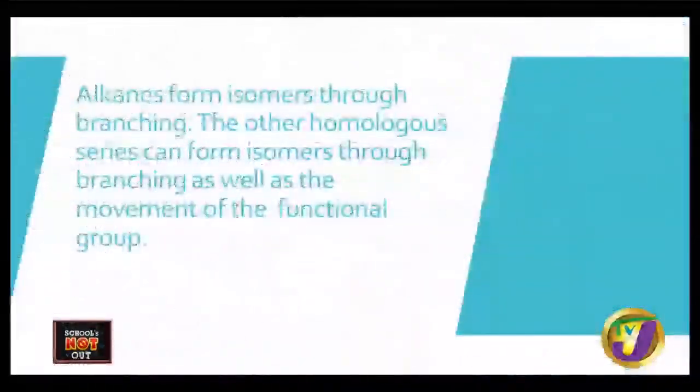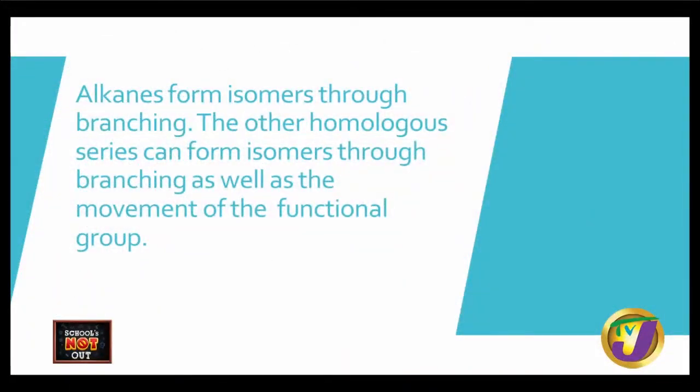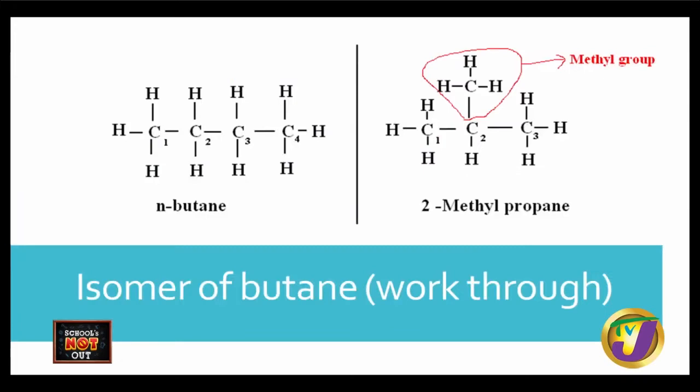Now, alkanes form isomers through branching. The other homologous series can form isomers through branching as well as moving the functional group. If we take a look at an example of butane, which is an alkane, on the left side we see n-butane. N simply means normal, which means it's just a straight chain, an unbranched chain. Very obvious here, there's nothing coming off the sides. So we have normal butane, and on the right we have 2-methylpropane.